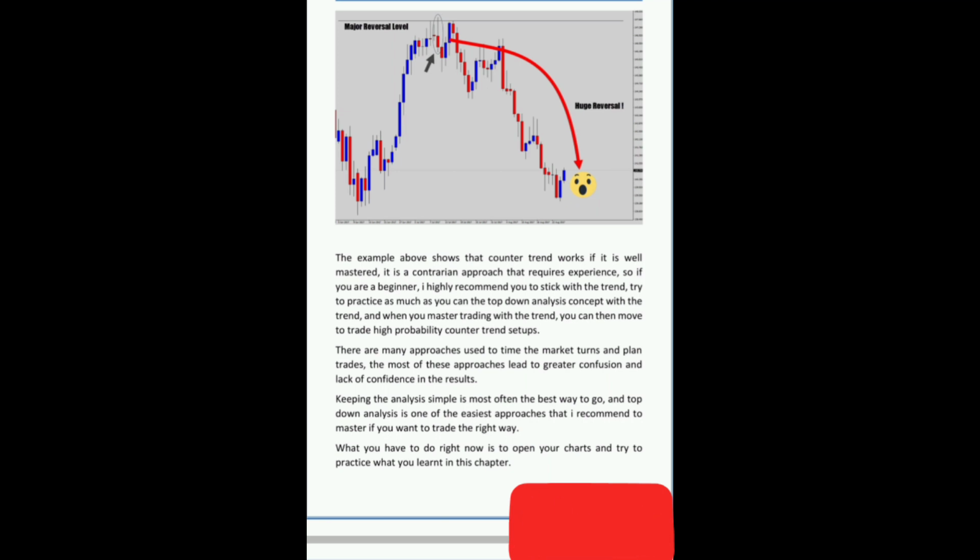What you have to do right now is to open your charts and try to practice what you learned in this chapter. Try to identify the market trend using these techniques. It will be a little confusing at the beginning, but with some screen time and practice, you will find it easy to identify the market direction.